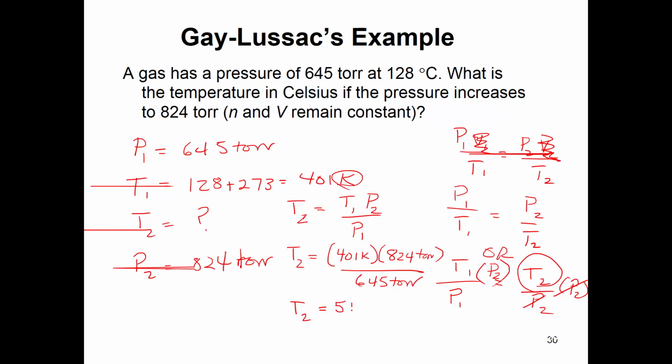And so T2 is going to be 512 Kelvin. And if I want that in degrees C, which I believe it did say in degrees C, 512 minus 273 is going to give me 239 degrees Celsius. All right, sorry about that confusion earlier.